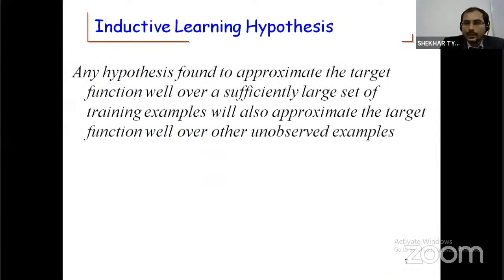Now, what is the inductive learning hypothesis, and what is the advantage of using it over the concept learning task? Any hypothesis that is found to approximate the target function well over a sufficiently large number of training examples will also approximate the target function well over other unobserved examples, right? So the inductive hypothesis is just a specification about the concept learning task, of how well we are judging the performance of a particular machine learning algorithm based on some hypothesis plottings.